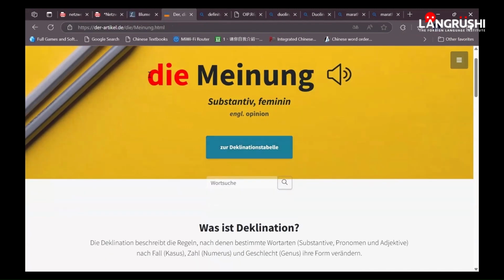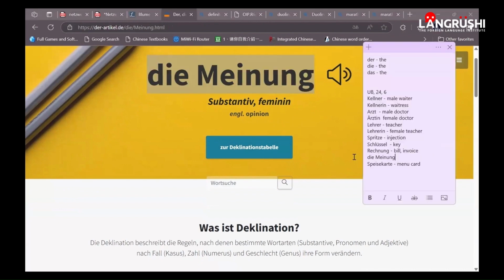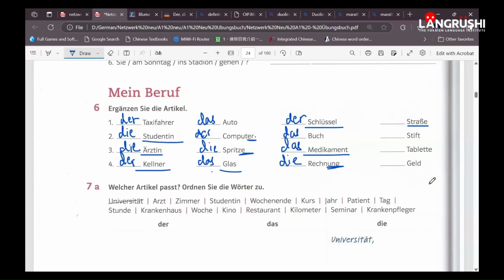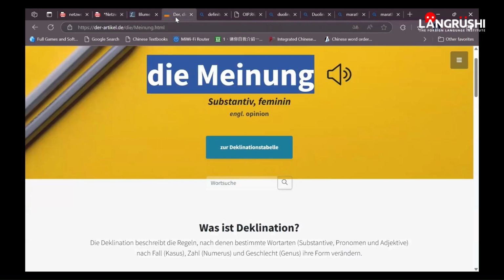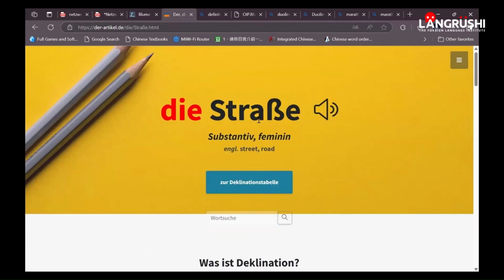Okay, I will write this down. Meinung. Opinion. Next one, Straße. Now look at this. If it is e at the end, what do you think? What could be the gender of this word? Just guesswork. Die. Okay. Die. So we have, let me type it here. Correct. Die Straße, which means street or road.